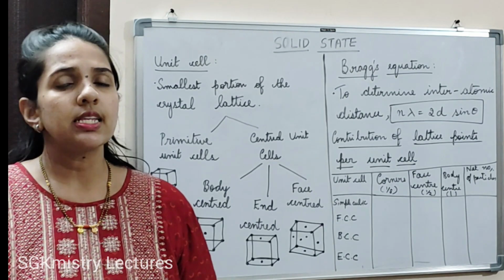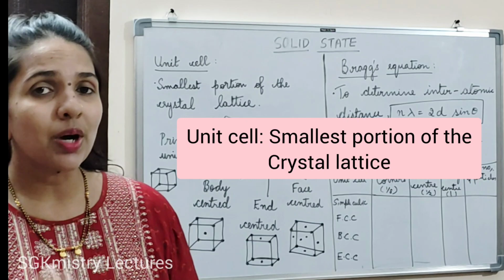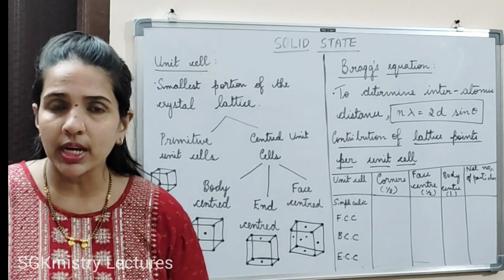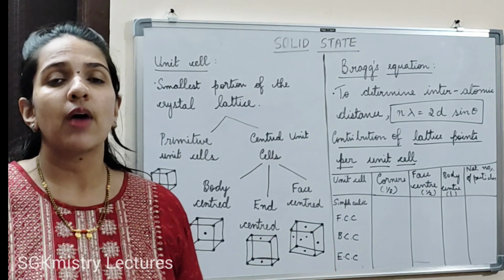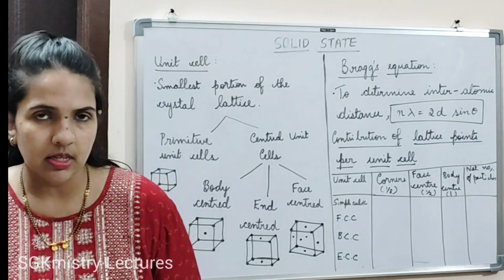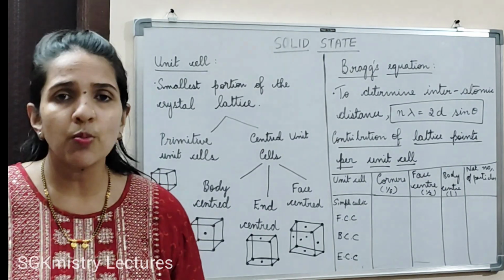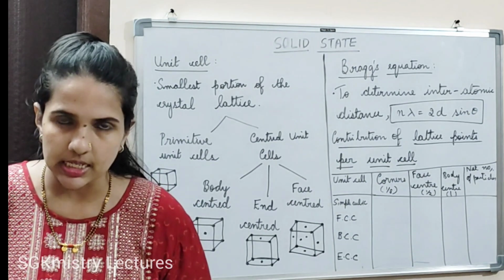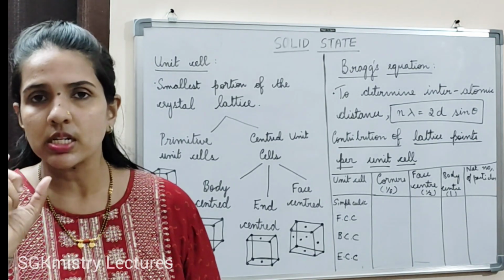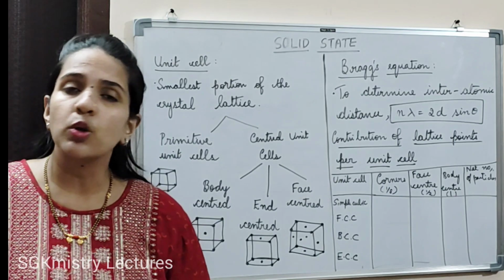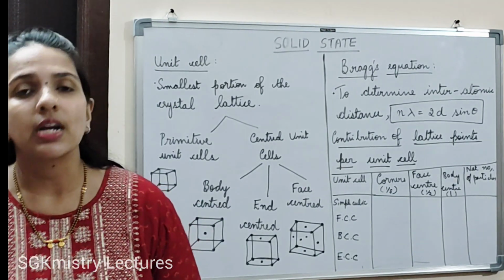Unit cell is nothing but the smallest portion of the crystal lattice. When this particular unit cell is repeated many times in three-dimensional space, it finally leads to the crystal lattice. So I can say the entire crystal lattice is made up of innumerable unit cells. Now, this single unit cell which repeats itself to give the entire crystal lattice is of different types.